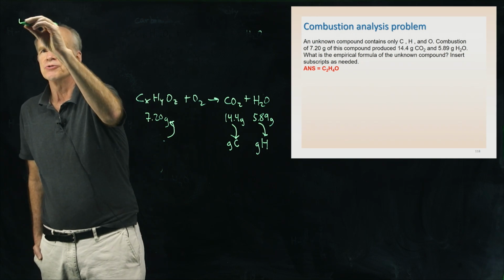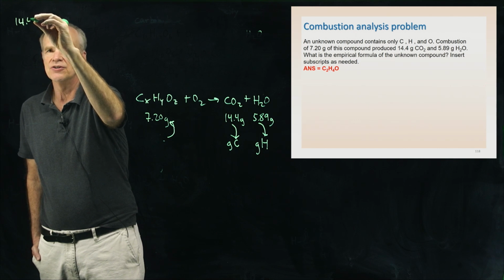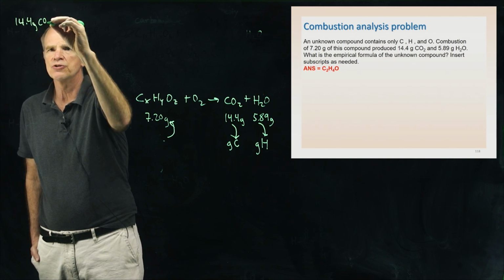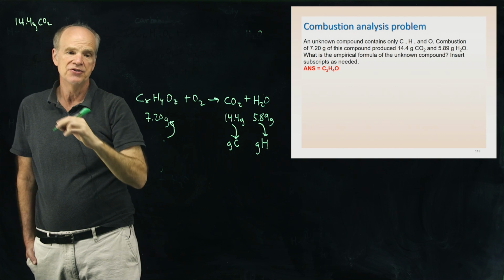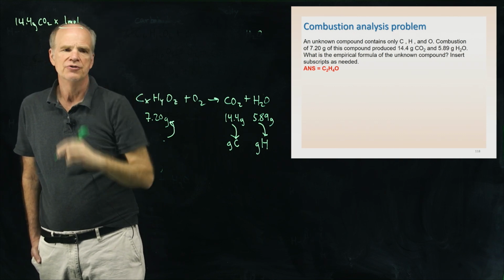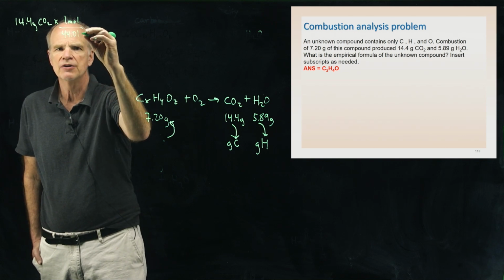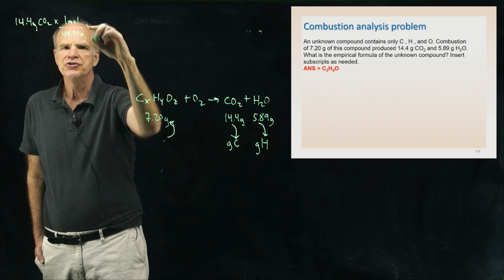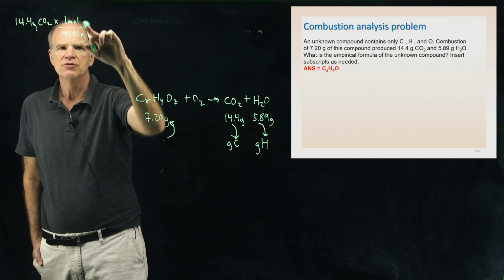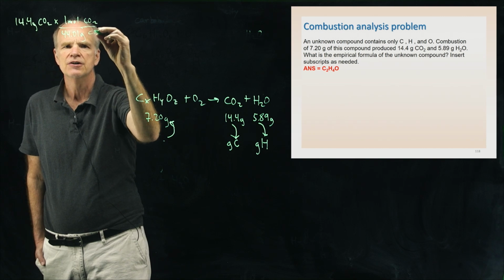We're going to take the mass of carbon dioxide that we had collected here, which is 14.4 grams of carbon dioxide, and we're going to get this into moles, so it's times 1 mole, and I know the molar mass of carbon dioxide is 44.01 grams. So this is for carbon dioxide. I'll be a little more careful here and put some carbon dioxide labels here.